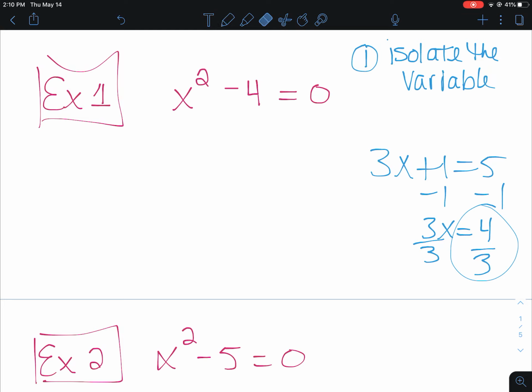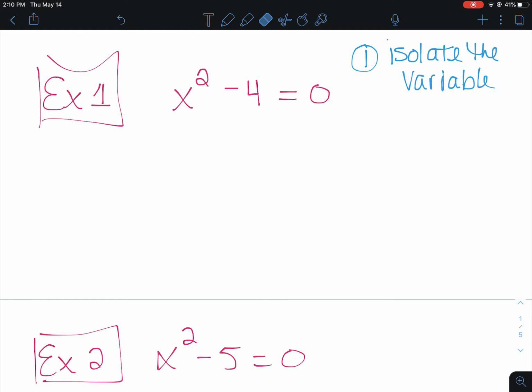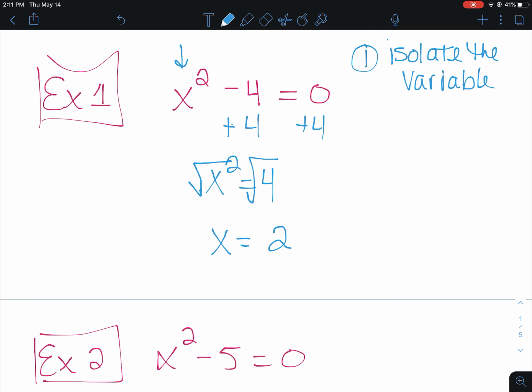So let me get rid of this real quick. So when I start to solve this, if I want to isolate the variable, the first thing I'm going to do is add 4 to both sides. So x squared is equal to 4. Now I want just x, I don't want x squared, so the way I get rid of a square is by taking the square root. And so I get x is equal to, well, if you think about what's the square root of 4, it is 2, right? But remember, x squared really tells us we should be getting 2 answers here, right?